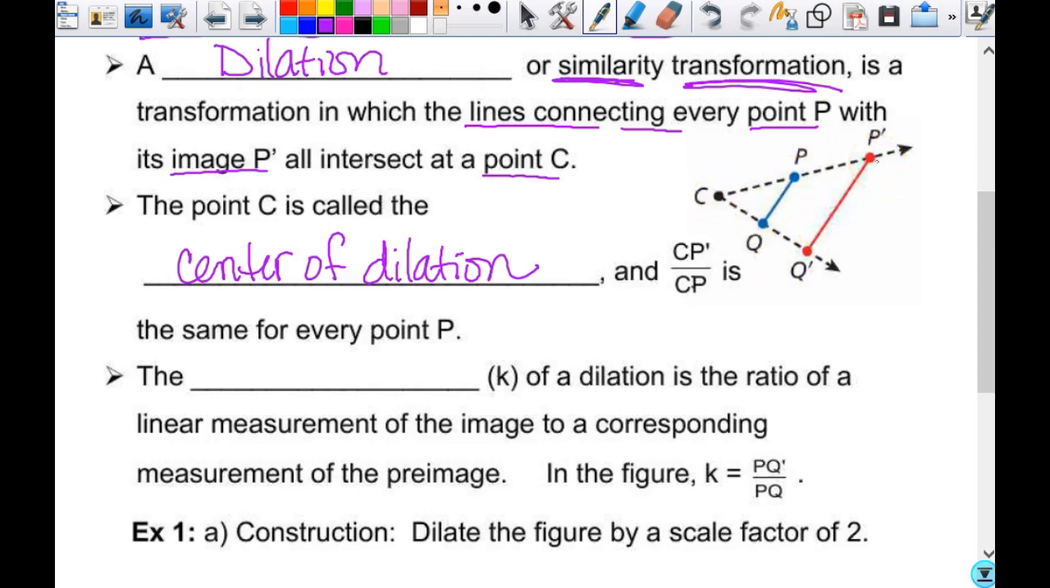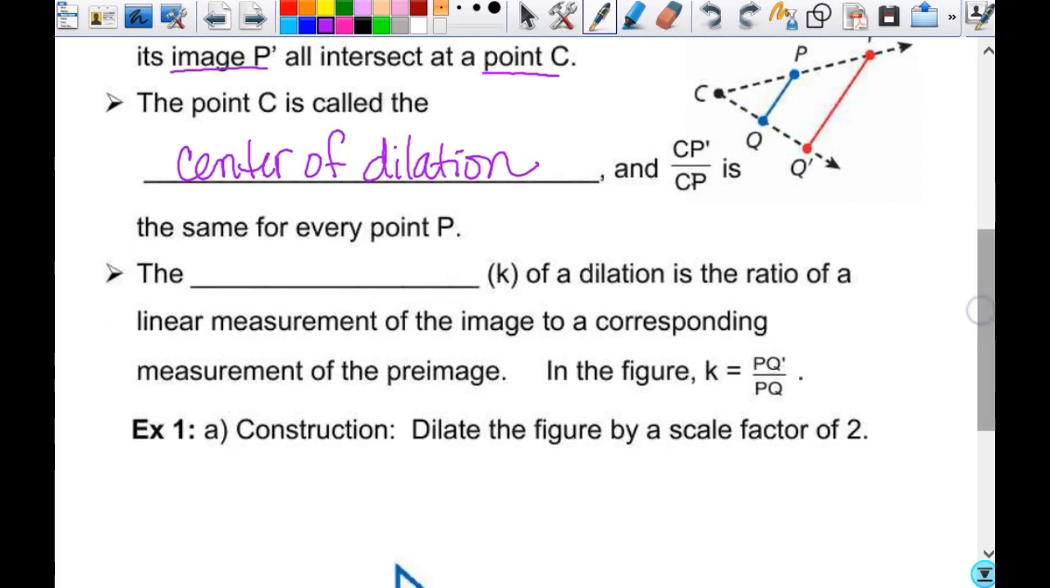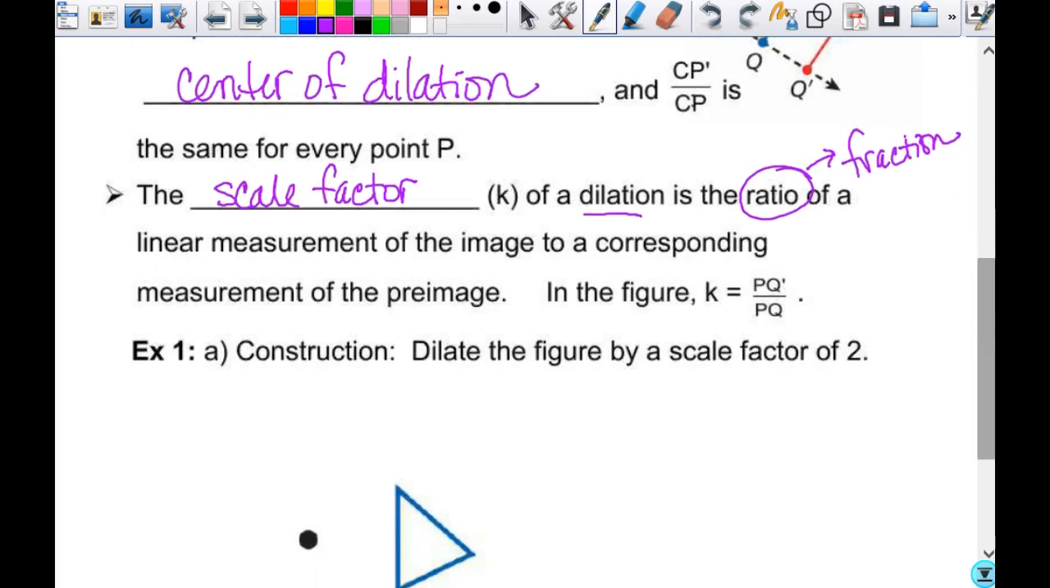Okay. So then how we know how much it's been changed by, we have what is called the scale factor. So the scale factor, which is K, a lowercase k, of a dilation is the ratio. Mathematically, that word should make you think of what? Fraction. Of a linear measurement of the image to a corresponding measurement of the preimage. So that means like lengths of corresponding sides if we're talking polygons.